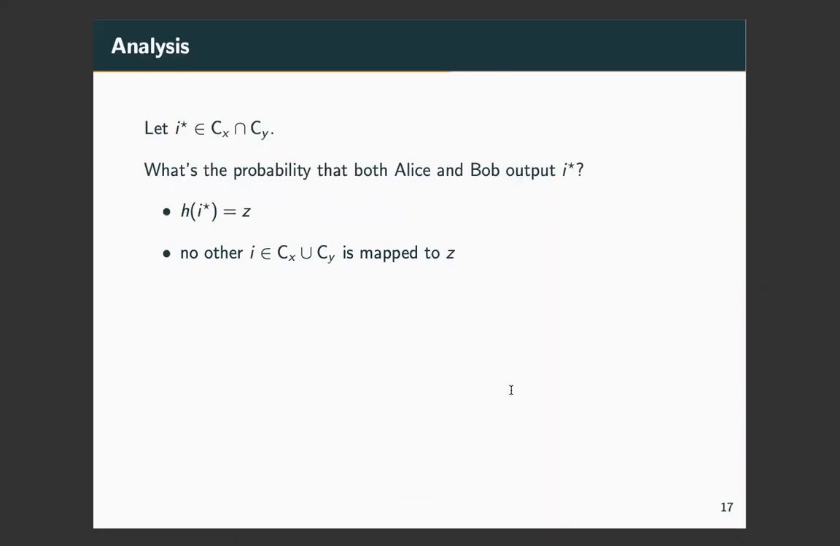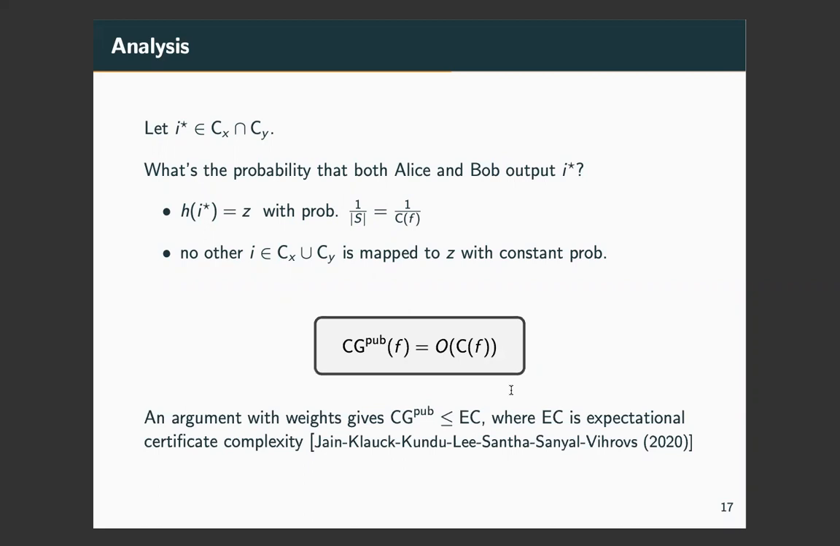For this, two events must happen. The first is that H maps I star to Z, and the second is that no other index in their certificates is mapped to Z. Since H is a random hash function, the first event happens with probability 1 over size of S, that is 1 over certificate complexity of F. We can also show with constant probability that no other index is mapped to Z. This shows that CG pub of a function is at most its certificate complexity.